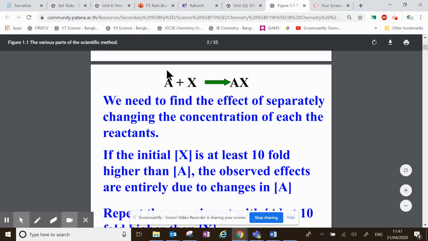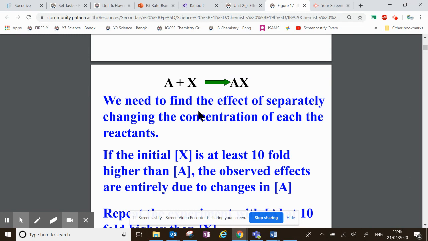What we're trying to find out is what effect does reactant A have upon the rate of reaction, and what effect does reactant X have upon the rate of reaction. They may or may not affect the rate to the same extent. And the extent to which each reactant affects the rate of reaction, we assign it a number that we call the order of reaction. So we have a number for reactant A, which is called the order of reaction with respect to reactant A, and we have another number for reactant X, which is the order of reaction with respect to X.